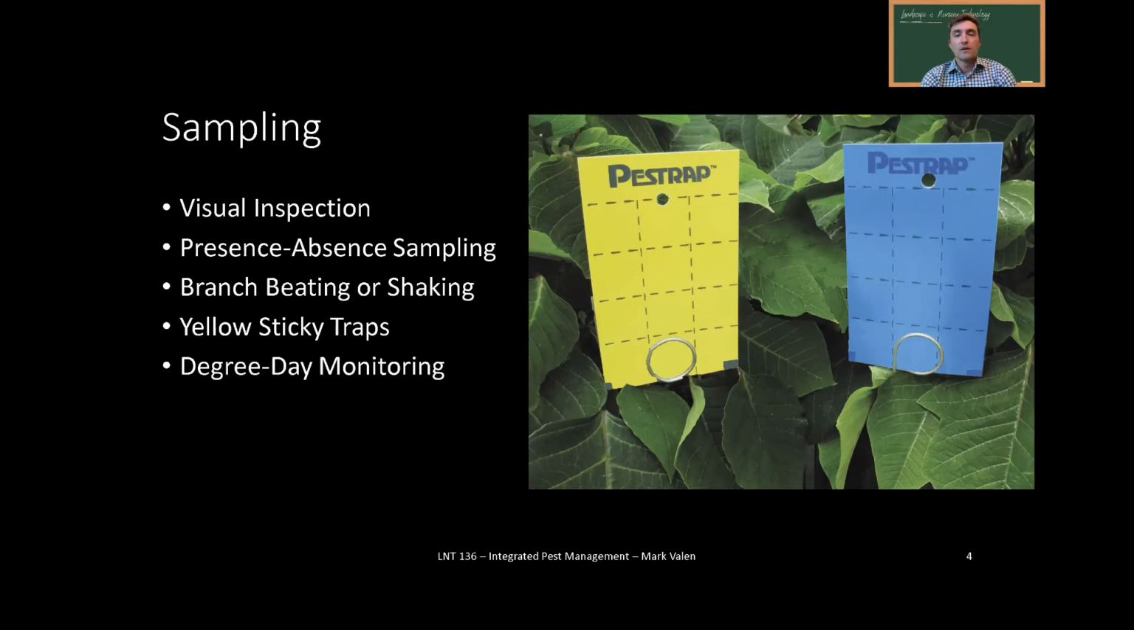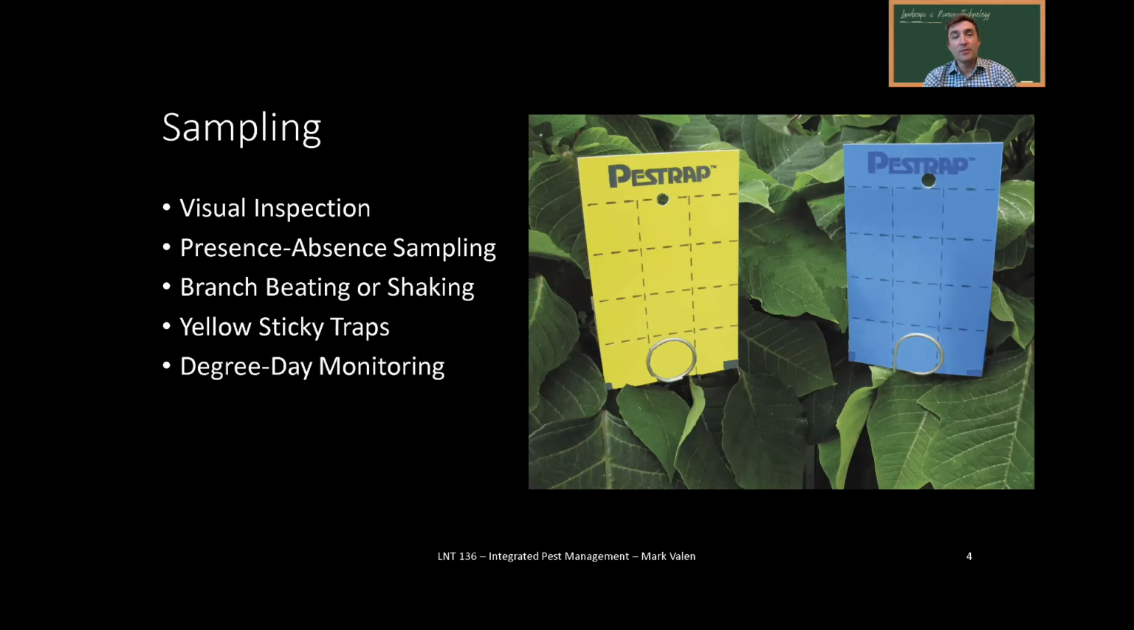One of the more common methods is using the yellow sticky traps. Many of these yellow sticky traps have a grid, which makes it very convenient for getting percentages as well as for identifying the organism. Usually these are yellow in color because most insect pests are going to be attracted to the yellow color the most. However, thrips are going to be attracted to blue color. So if you can only choose one, choose yellow.